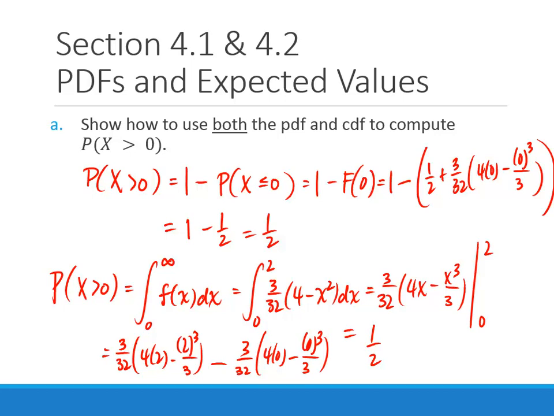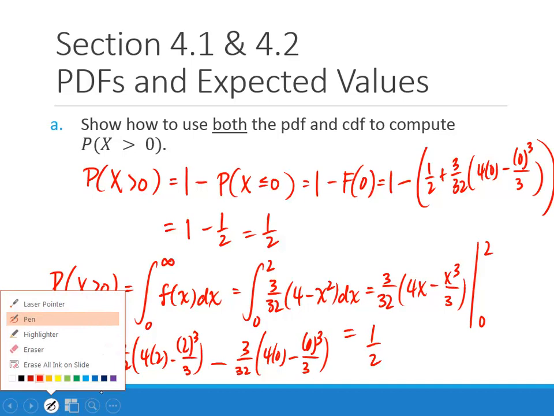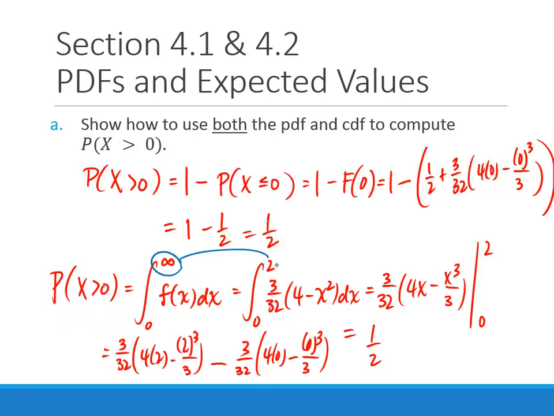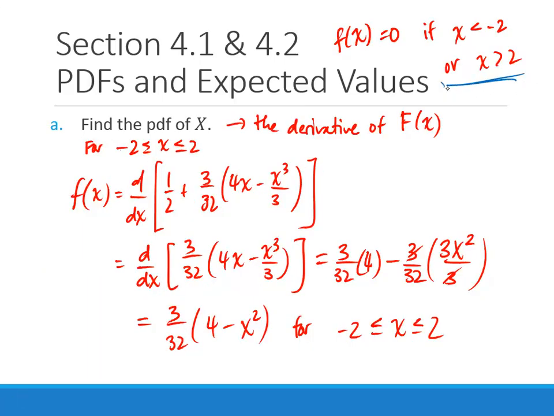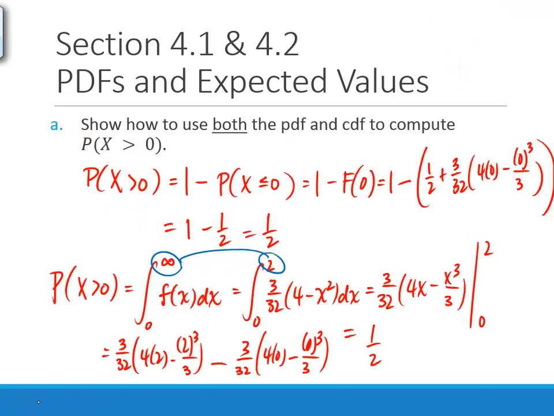Okay. Why did I use 2? Yeah, good question. So why did I go from here over to here? That was due to this fact up here. The PDF when I get bigger than 2 is just equal to 0. So the function will just be 0 from 2 up to infinity. So those are going to be equal. Yeah. Good question.